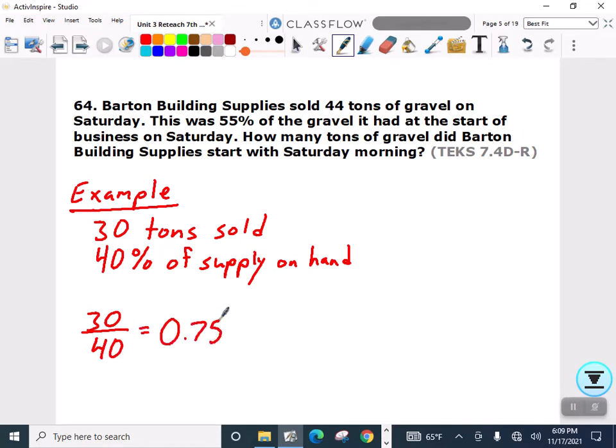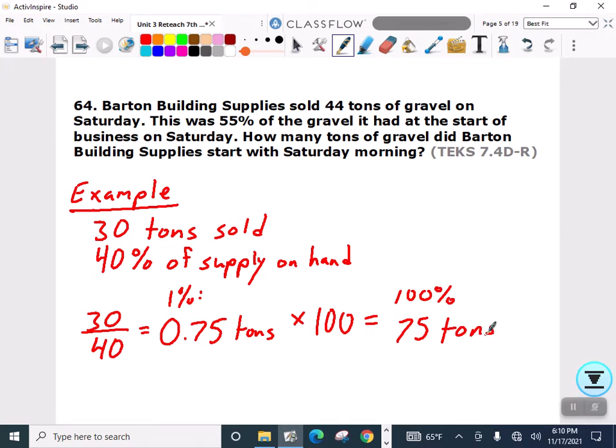a decimal. Okay, now when you work this problem out using the 44 tons and the 55%, looking for the value of 1%, you're going to get a different amount. But now that we have what 1% weighs, if we times that by 100, this is going to equal what 100% weighs. So as it turns out, 0.75 times 100 is 75, and we are talking about tons.